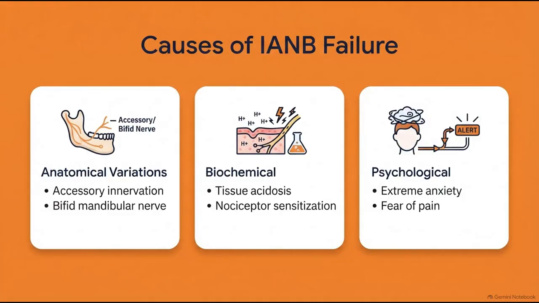So why does the IANB fail so often in these specific cases? Well, it's rarely just one thing. It's basically a perfect storm of multifactorial issues. We can break it down into three main buckets. First up, anatomical variations, things like accessory innervation or maybe a bifid mandibular nerve that your standard block completely misses.